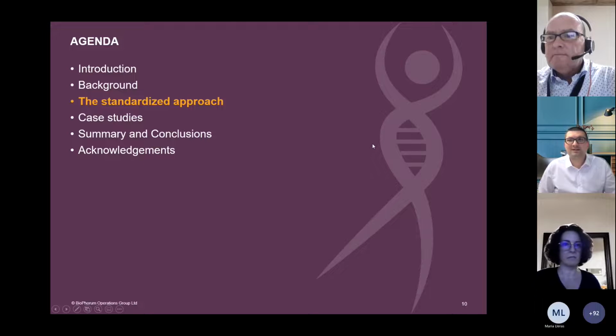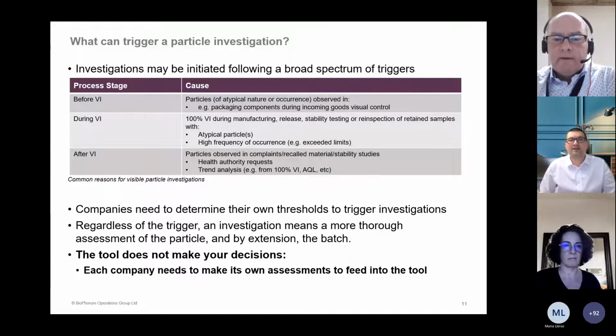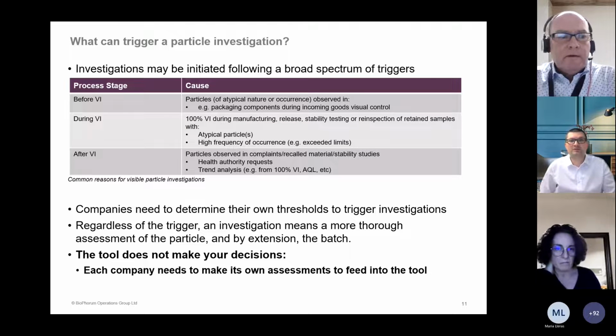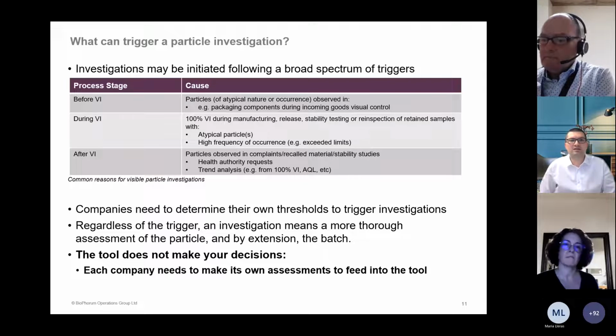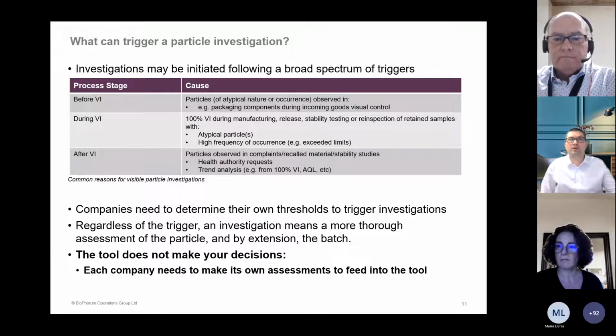Thanks a lot, Marcel. I'm delighted that I'm allowed to introduce the tool today. Scott, if you just could advance to the next slide. Perfect. So the first question that we need to ask ourselves is what would actually trigger one of those particle investigations? We have a couple of examples on the screen that are also listed in the published paper. If we look at where in the entire process chain we would find particles, we divided it, in these examples only, into what would happen before 100% visual inspection, during 100% visual inspection, or after that process step.